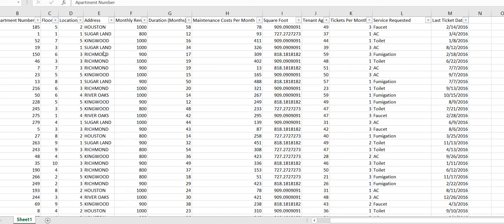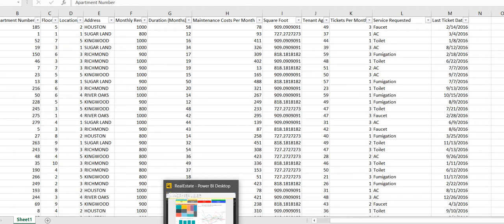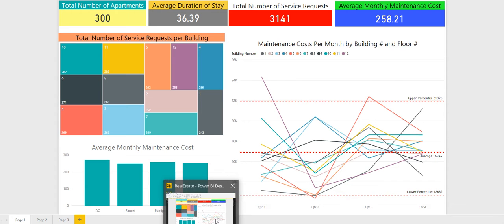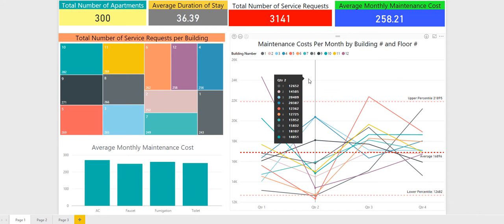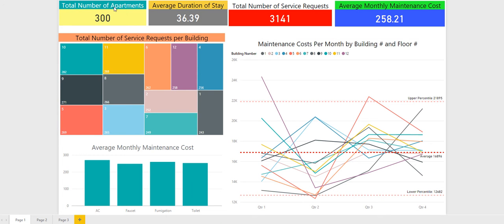So we have this data in an Excel format, and as our system can directly read Excel sheets or any database, we just plug it in. And we get some basic statistics. Total number of apartments, 300, as I said. Average duration of stay, this is in months, it's 36.39. Total number of maintenance service requests and average monthly maintenance cost.